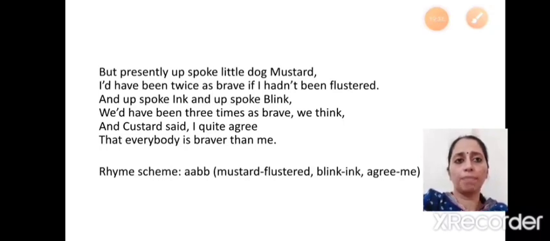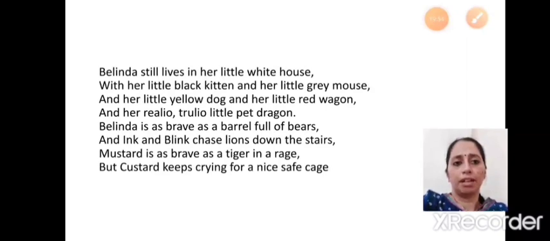But presently upspoke mustard. Let us see the rhyme scheme. Mustard, flustered: AA. Blink, think: BB. Agree, me: CC. Again, if you see, these lines are the repetition of the first stanza and the fourth stanza. So the figures of speech continue to be the same. Clear? Now that's it for the literary devices of this poem.